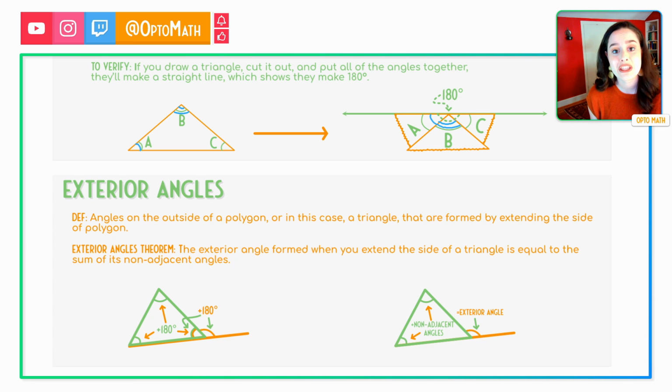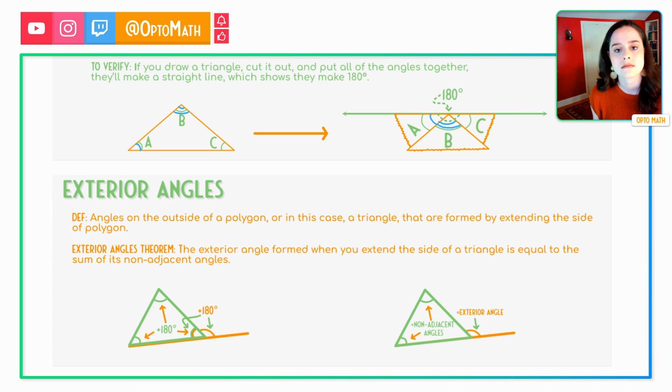Now, let's take a look at exterior angles. Exterior. When I hear that word, I think about like HGTV, you know? They're like, let's take a look at the exterior, or like exterior paint. I don't know, maybe I'm weird. The exterior means outside, right?